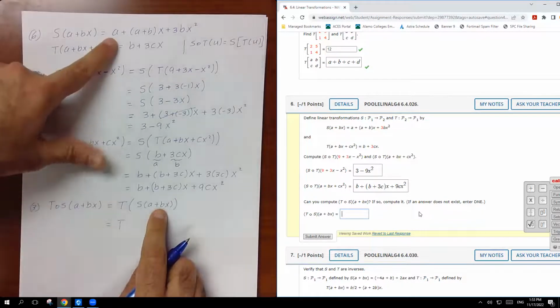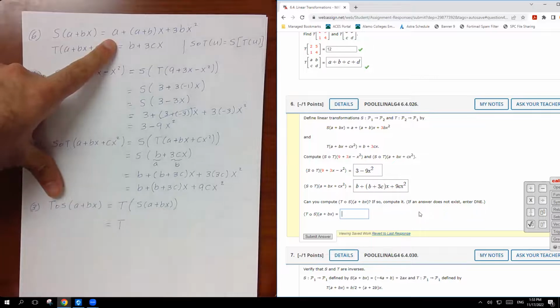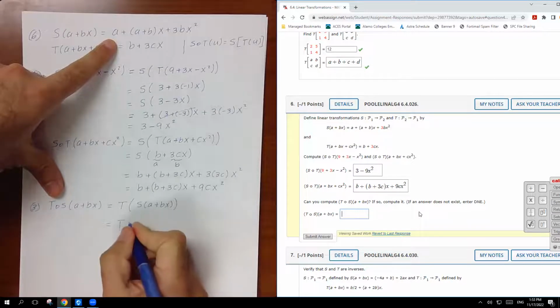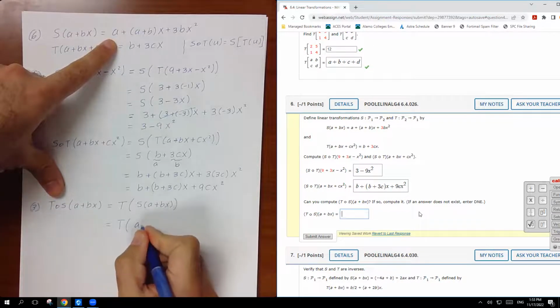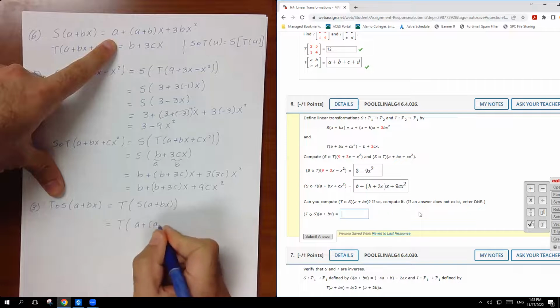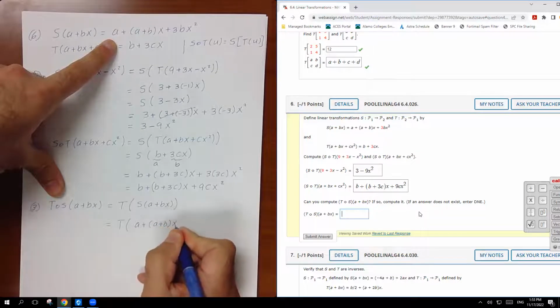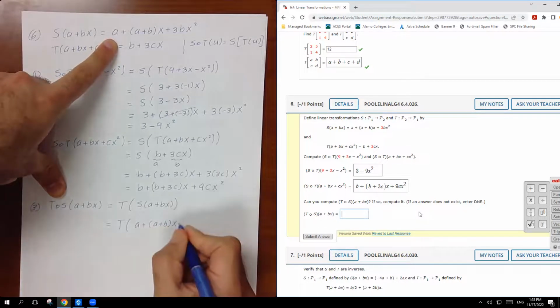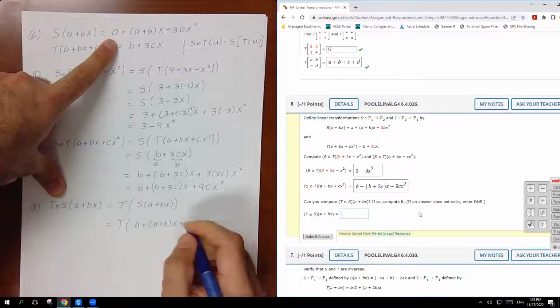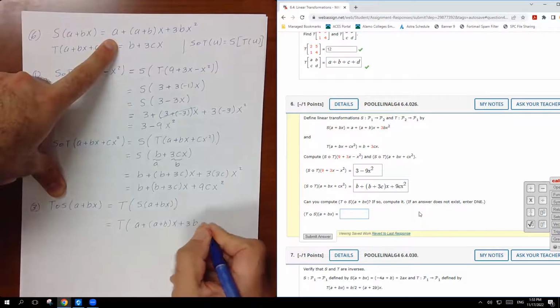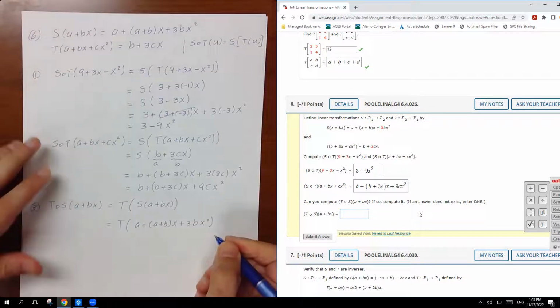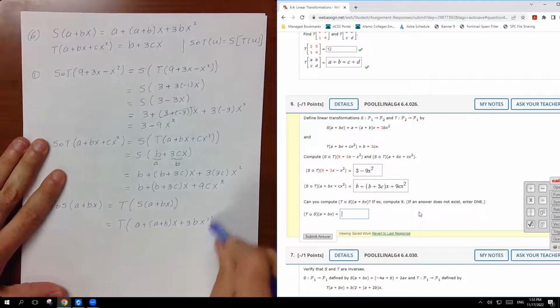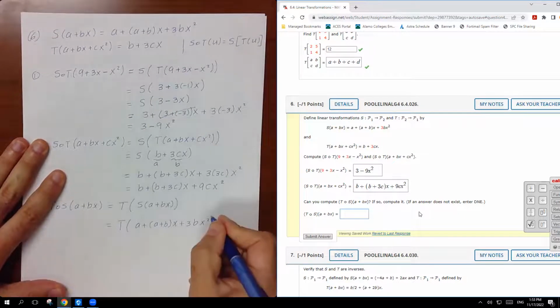So I'm going to go to the S plus B. So it's going to be T to the A plus B to the X plus 3BX squared. Because it's the same variables, so I'm not going to get confused.